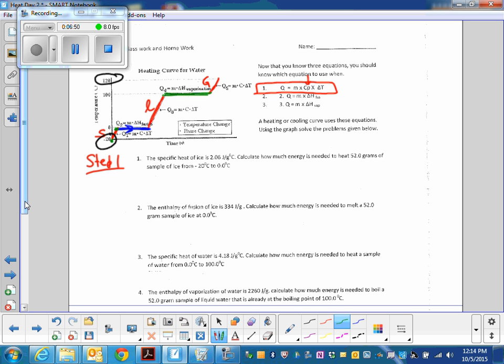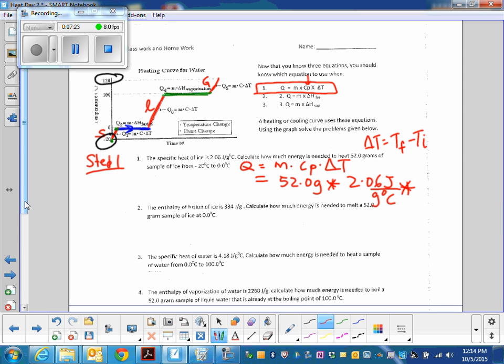Do you agree? So the equation I will use is Q equals M times Cp times delta T. Now the mass of my substance is 52 grams, times the specific heat, which is given as 2.06 joules per gram degree Celsius, times the change in temperature. How do you calculate change in temperature? It's always T final minus T initial. We cannot forget that.